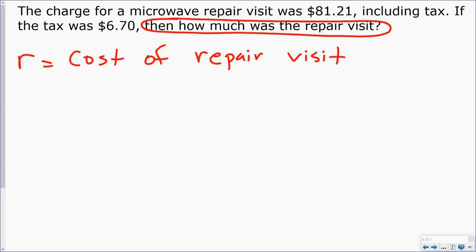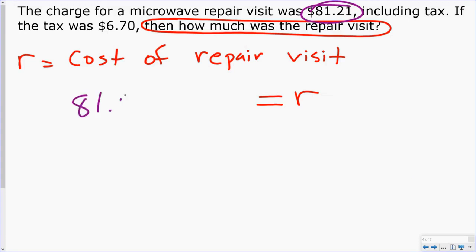Now, when I set up my equation, it is going to equal my R, or the cost of the repair visit. So I need to set up using those numbers. How would I solve this? The statement says the charge for a microwave repair visit is $81.21, including tax. So this right here is my total amount for the bill.